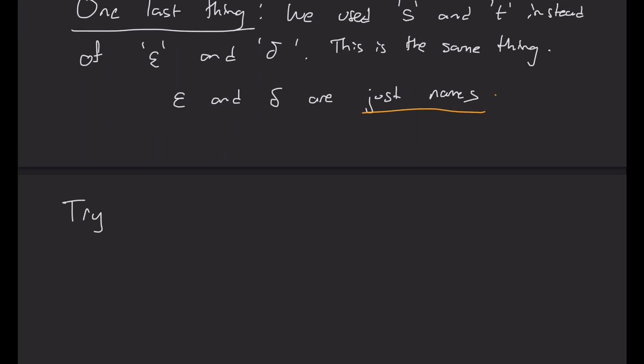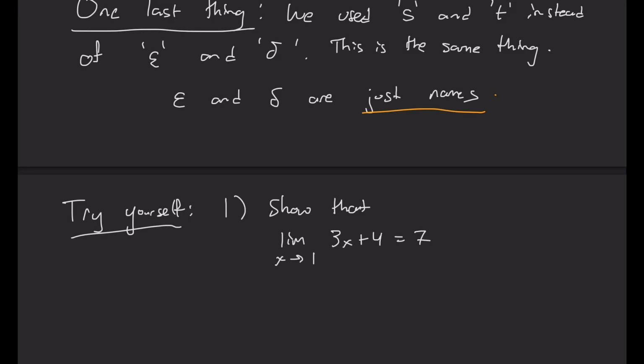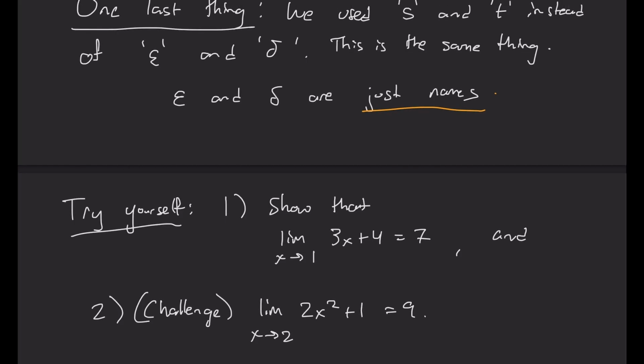So I'll leave you with a couple of problems to try for yourself. See if you can show that the limit as x goes to 1 of 3x plus 4 equals 7 using our s and t or your epsilon and delta arguments. And as a slightly more challenging one, see if you can show that the limit as x goes to 2 of 2x squared plus 1 equals 9.